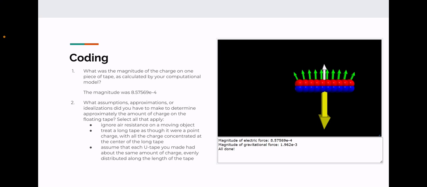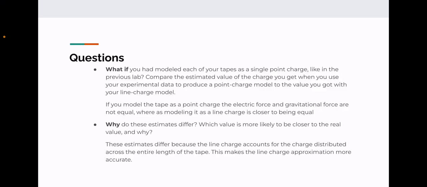Here's the coding. As shown, the magnitude of one charge on my piece of tape, as calculated by the computational model, is 8.57569 e to the negative 4th. There were some assumptions and approximations. One was that I ignored air resistance on a moving object. I treated a long tape as if it was a point charge, and I assumed that the tape was around the same length of charge.